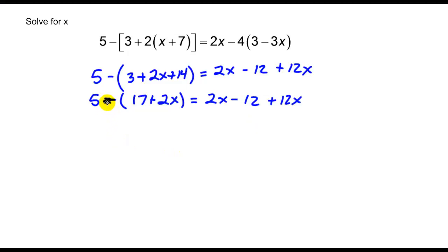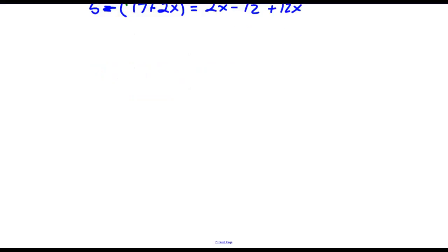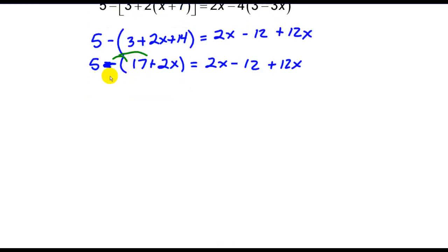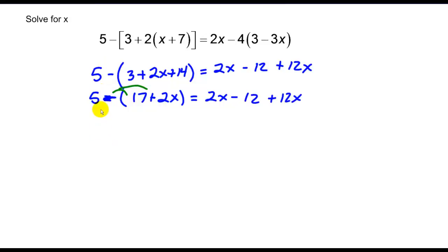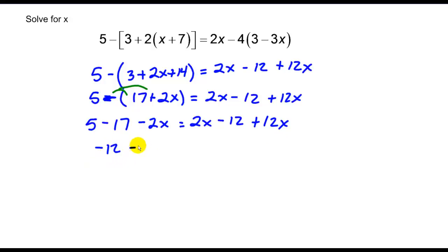So in this case, you'll notice there's a subtraction of this whole term, which basically means go ahead and distribute that negative through to both terms. And in doing so, we end up with 5 minus 17 minus 2x equals 2x minus 12 plus 12x. Combine like terms on each side. I have negative 12 minus 2x equals 14x minus 12.